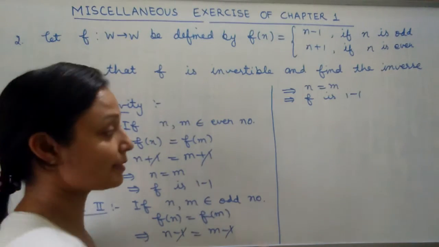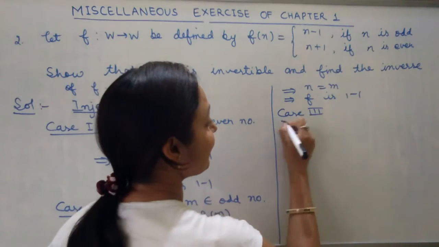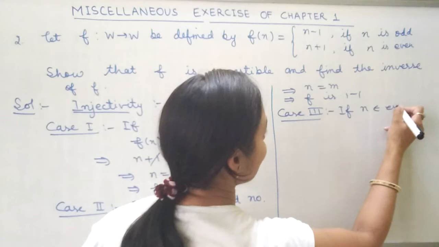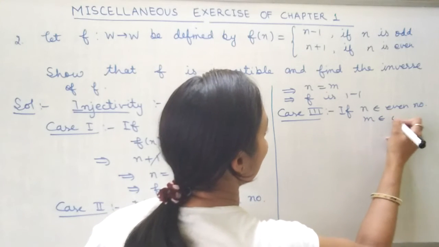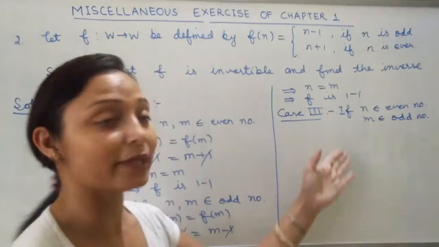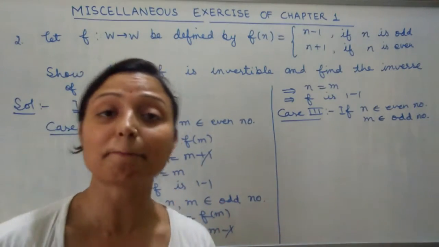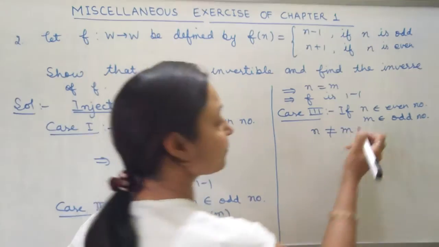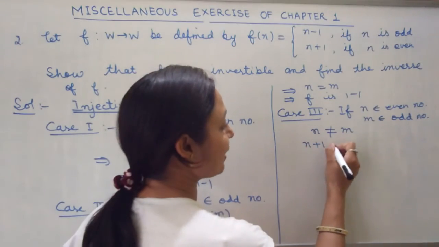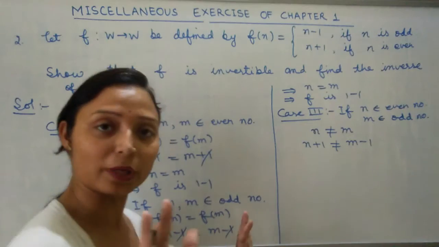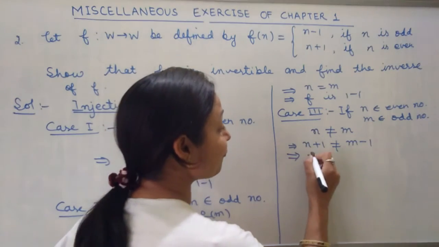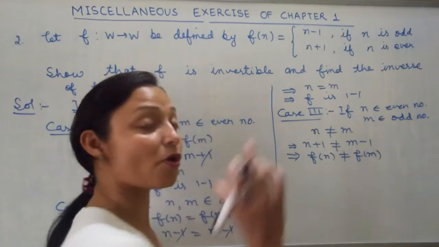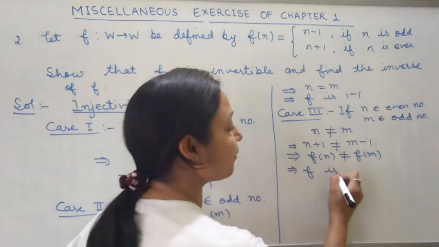Okay, now come to the third case. What is the third case? If n belongs to even numbers and m belongs to odd numbers. You all know even and odd are two different numbers. Their mapping should be different. So this implies n not equal to m. If n is even, we add 1 here and we subtract 1 here, both are not equal. That means this implies f of n not equal to f of m. If I have two different numbers, then the mapping is also different. That means f is one-one.